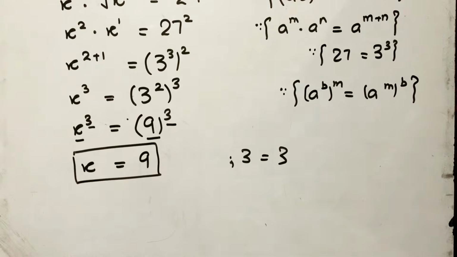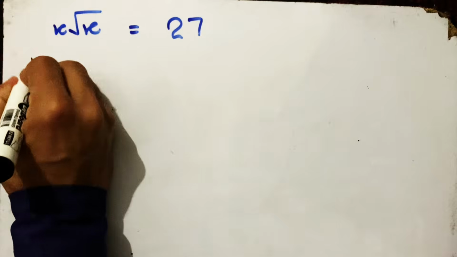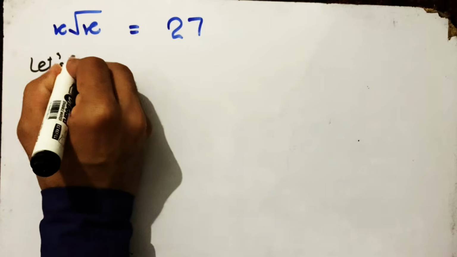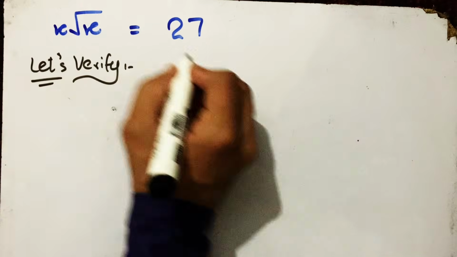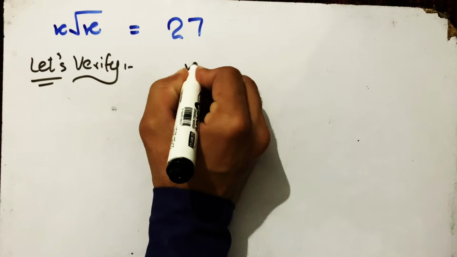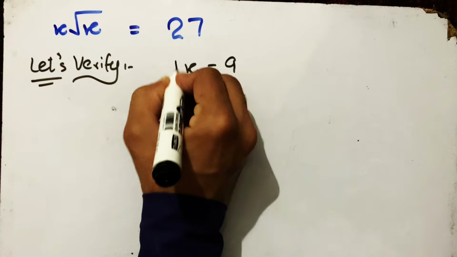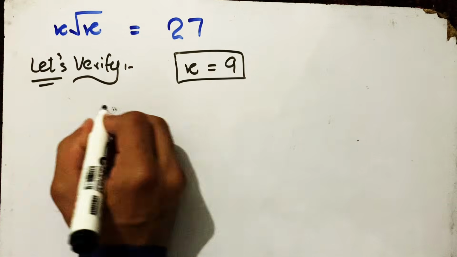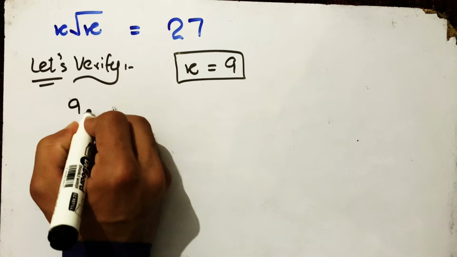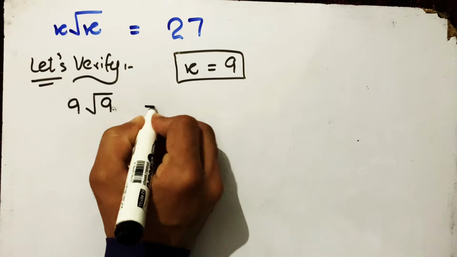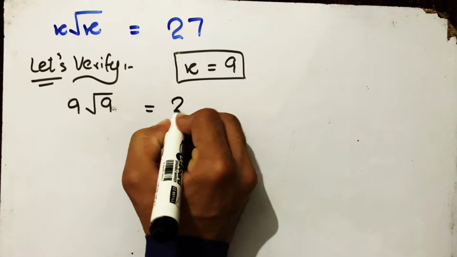So let's verify this. Let's verify in the main equation where x is equal to 9. So put it in the above equation. If we put in the above equation 9 square root of 9, which is equal to 27.